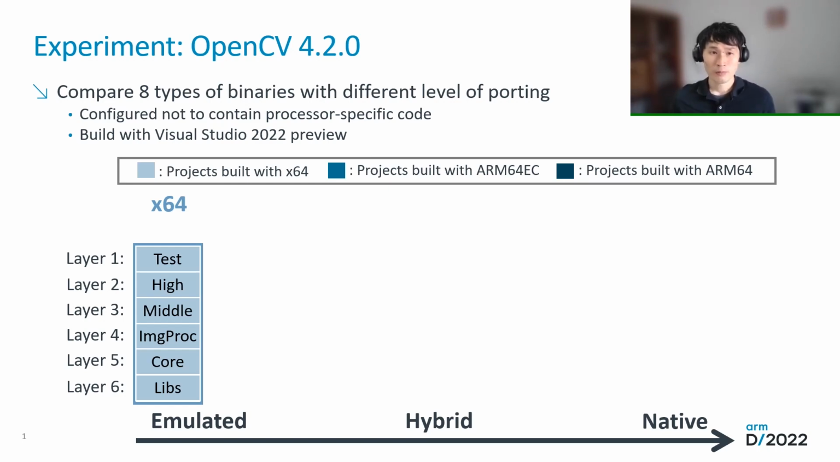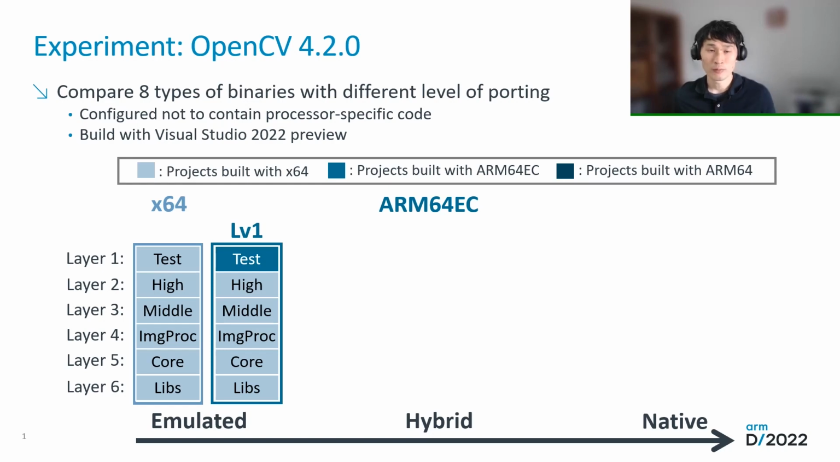I have prepared 8 types of program binaries to run, and then compared their execution performance. The first one is an x64 binary, which is built by taking all the code and compiling it with x64. It runs entirely under emulation.